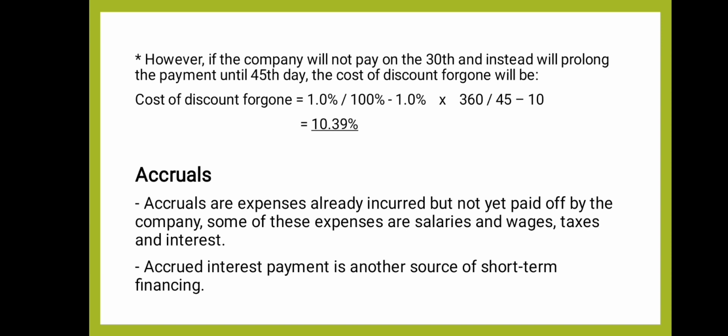However, if the company will not pay on day 30, and instead will prolong the payment until 45 days, the cost of discount foregone will be 1.0% divided by 100% minus 1.0%, times 360 divided by 45 minus 10, equals 30.39%. Yung example nga na ito ay pinapakita na ang pagpapahaba ng pagbabayad sa obligation ay nagde-determine kung paano magde-decline yung cost of discount foregone. Nakatulong yung strategy na ito sa company sa short term o sa maikling panahon lang.